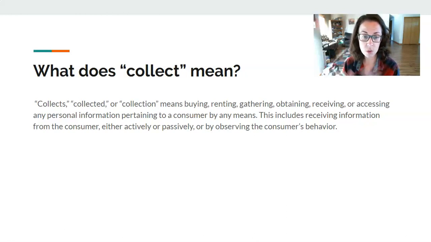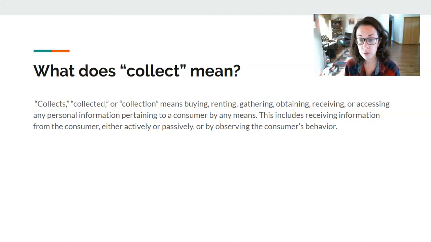So what does it mean to collect data? Under this, and again, all of these definitions, I think, are subject to interpretation and some vagueness issues. I think this is why this law, this statute, this legislation is going to be tightened up in the future. But collects under the CCPA means buying, renting, gathering, obtaining, receiving, or accessing any personal information pertaining to a consumer. So this is information from the consumer, either active or passive, by just observing the consumer's behavior.